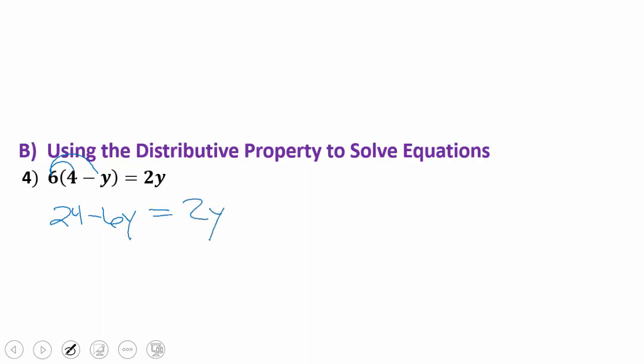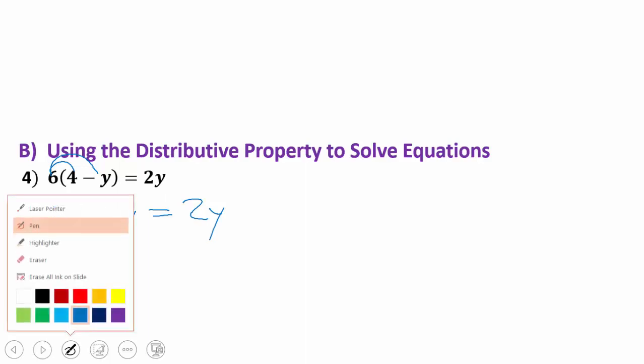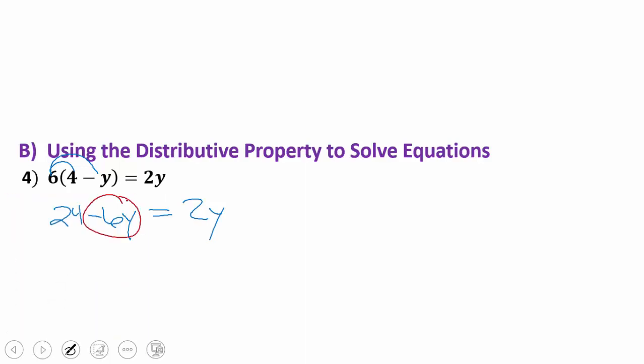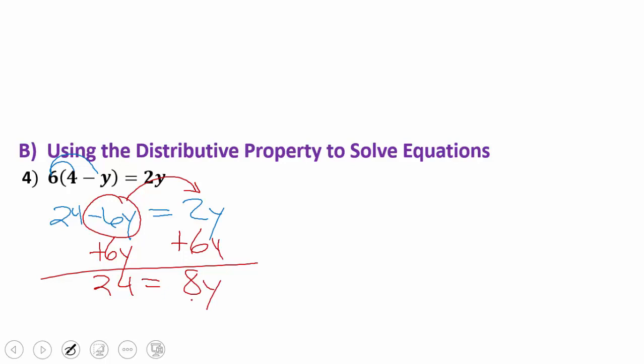And again, we think we get smart. We might as well take that y term and move it to the right side of the equation using the opposite. So we're going to add 6y to both sides. 24 is now equal to 8y. Dividing by 8, y is equal to what? That's right, y is equal to 3.